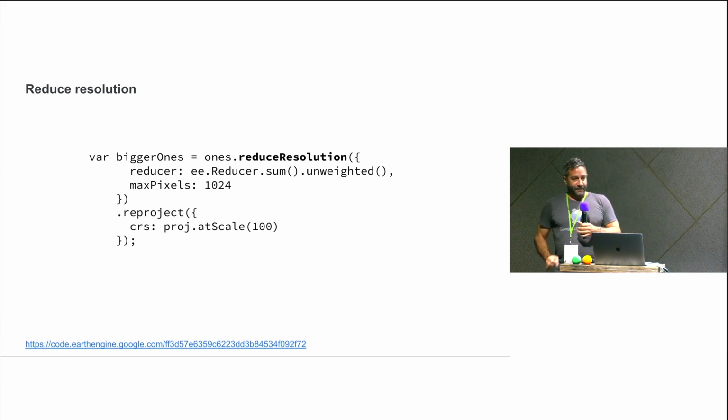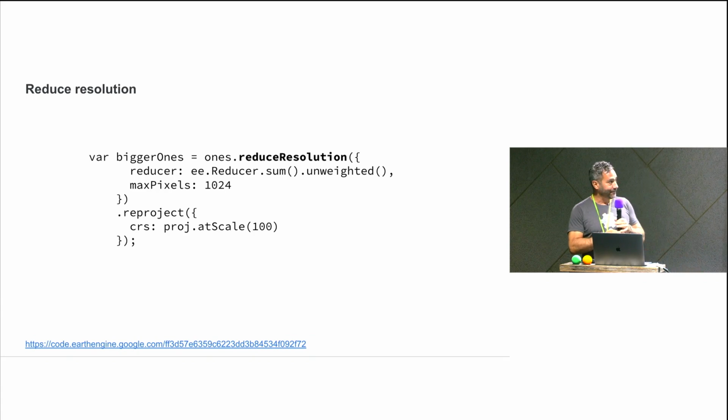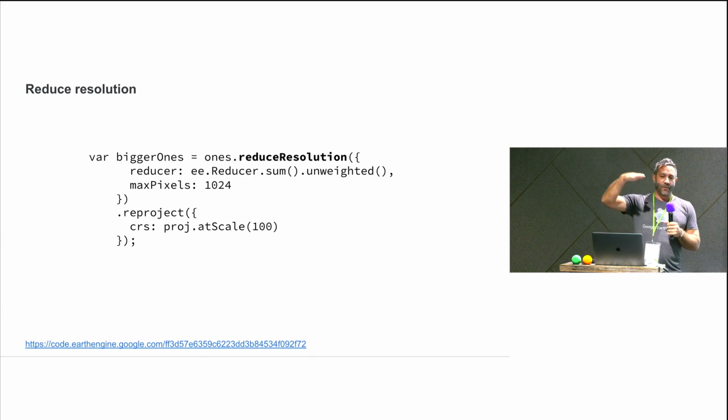Reduce resolution. This one seems to bite everybody, including me. It's wacky. Okay, here's what you want to do. The way Earth Engine works is that when you perform reductions at different scales, Earth Engine will pull the inputs from the image pyramid based on the scale that you select.